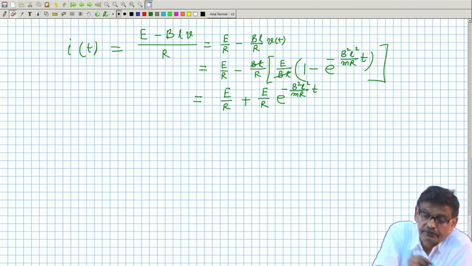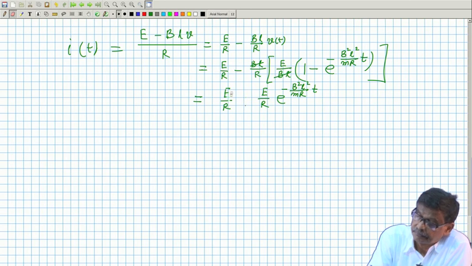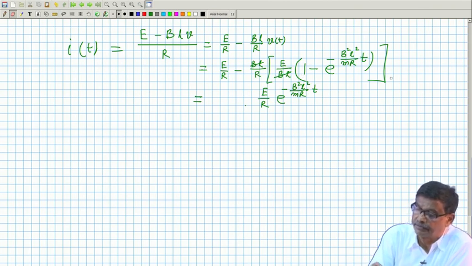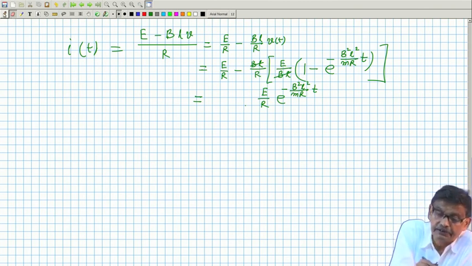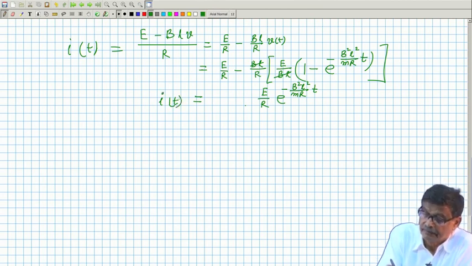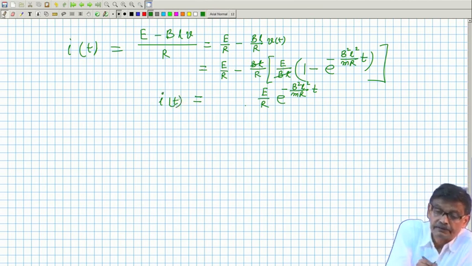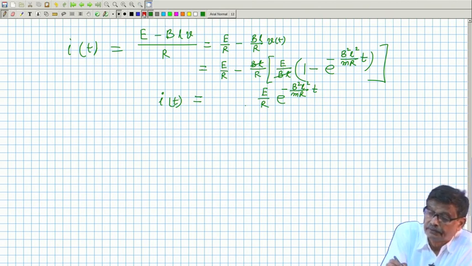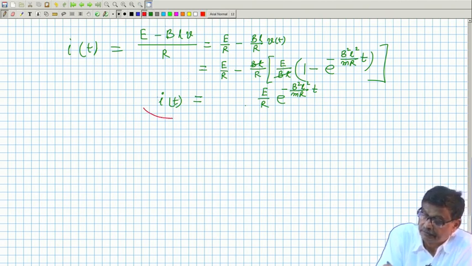That cancels out. This E by R minus this E by R will cancel out and you will be left with this. So, this is the expression of I t. You know, this is the expression of I t.